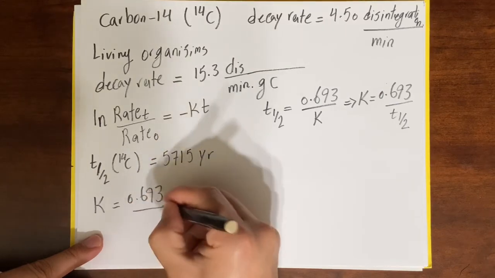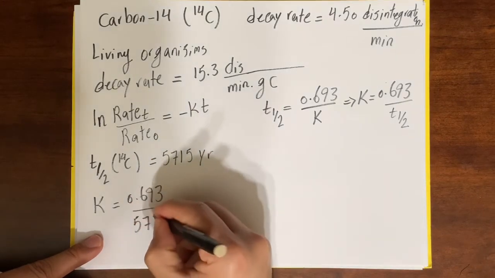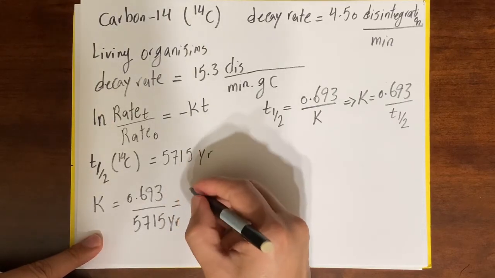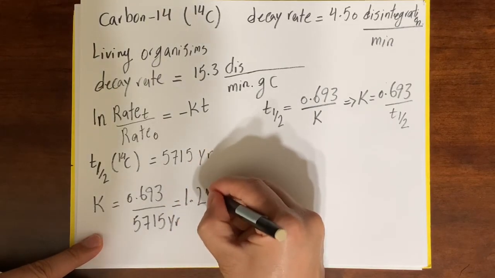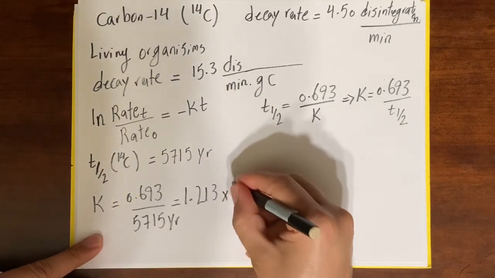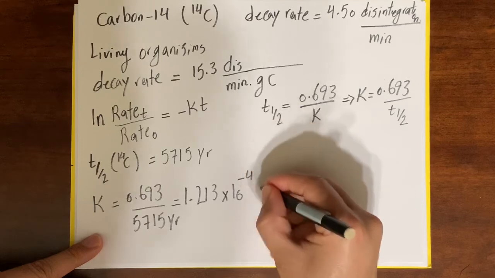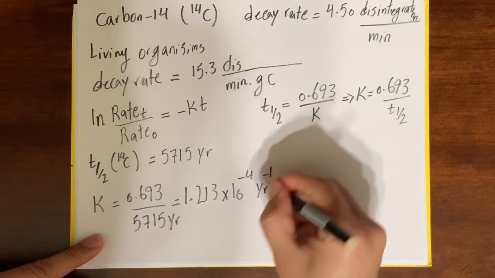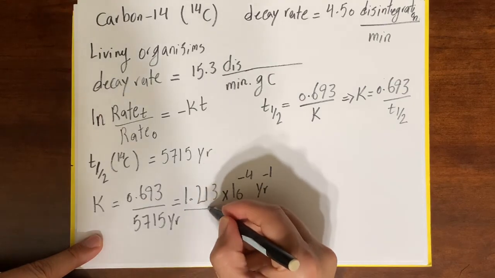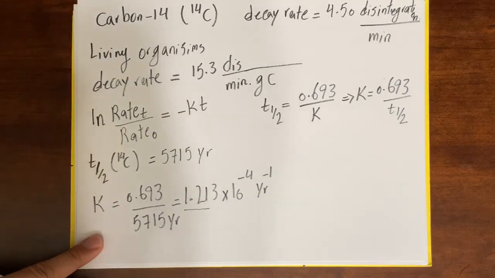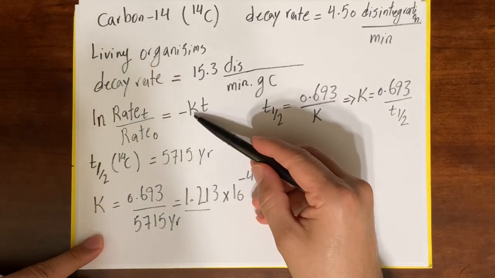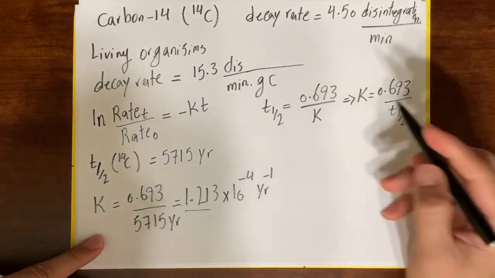0.693 divided by 15 year, and the answer is going to be equal to 1.213 multiply 10 to the power of minus 4 year minus 1. We have 3 sig fig here. Okay, so now we got the K. Now that I have the K, I put it inside this formula and I will calculate T.